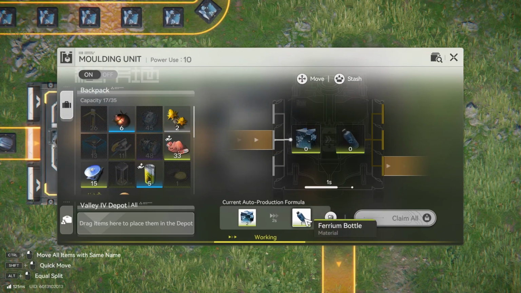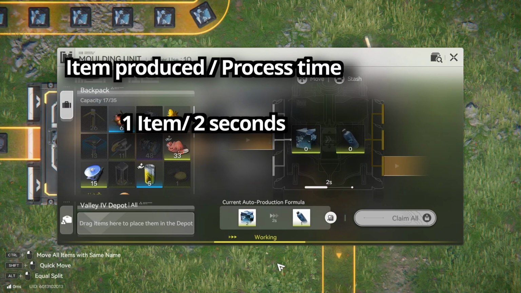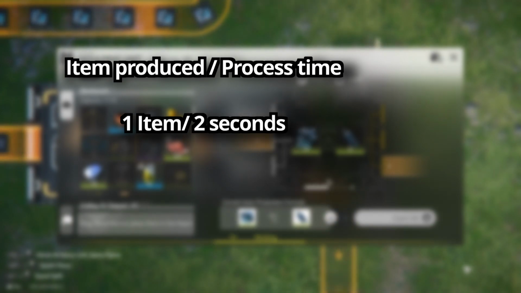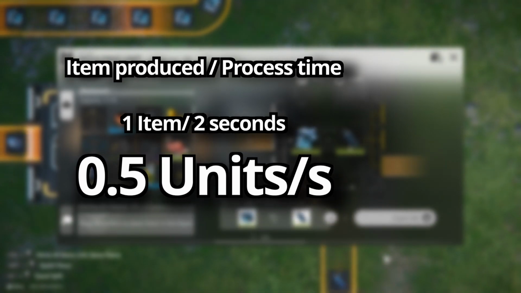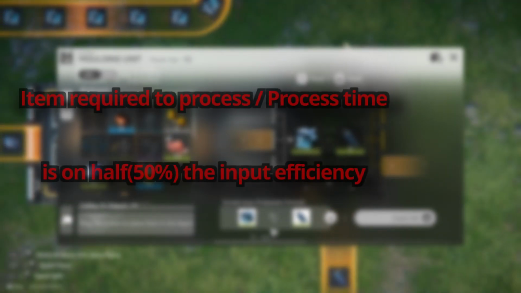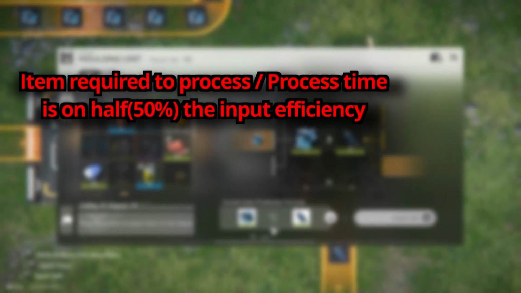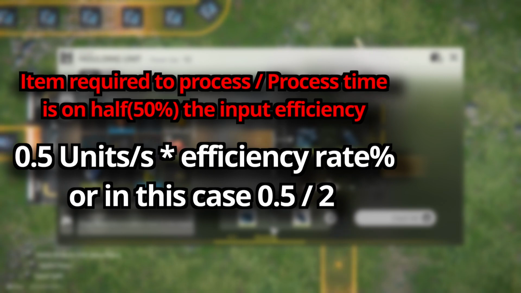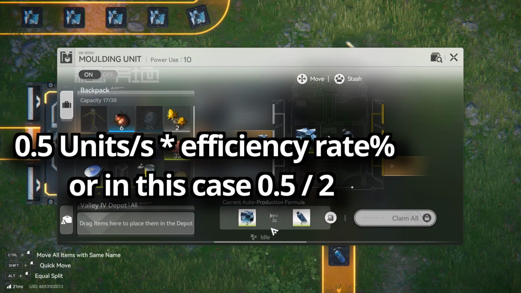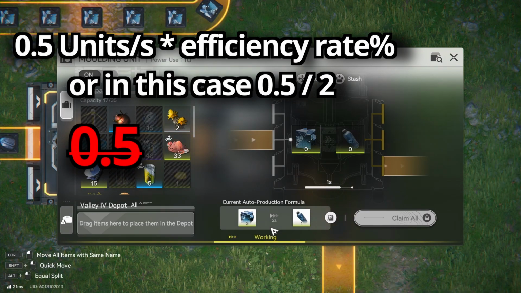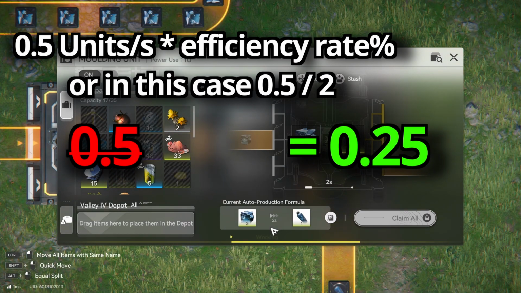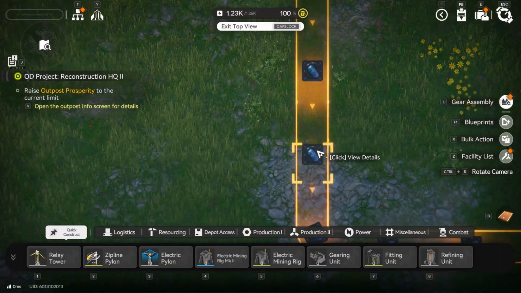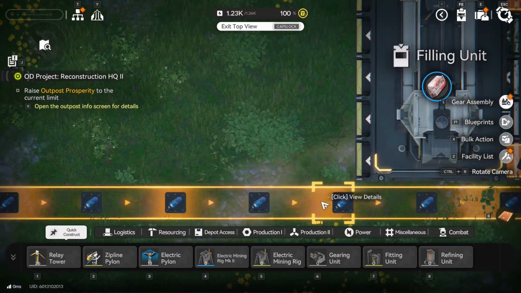And now let's look at our ferrium bottle. 1 ferrium bottle is produced each 2 seconds. And by that theory, at 100% efficiency we should produce 0.5 bottles per second. However, because the initial part is at 50%, we are currently dividing the output by half as well. Which also means that our output is not 0.5, but instead 0.25. And as you can see right here, the conveyor belt is not filling up and has a little bit of a gap at some points.